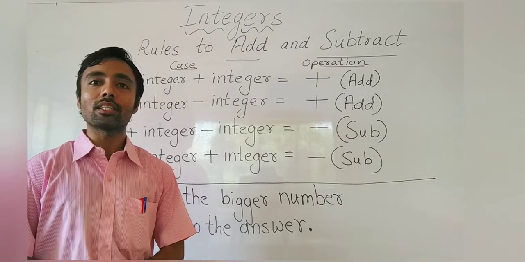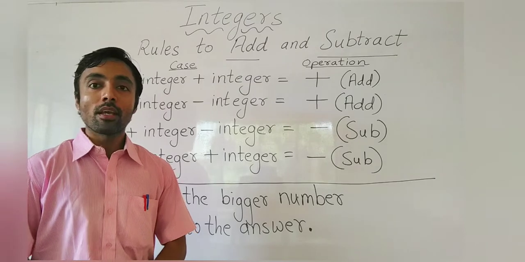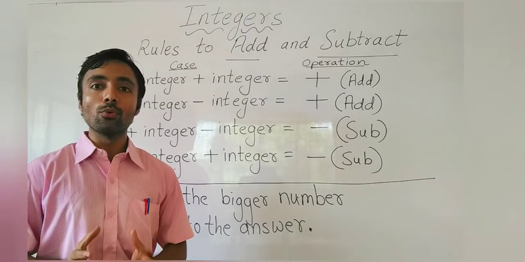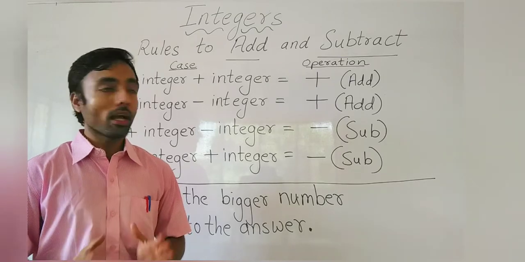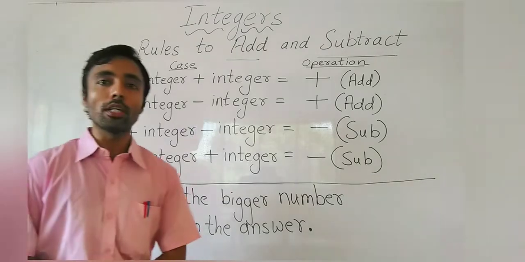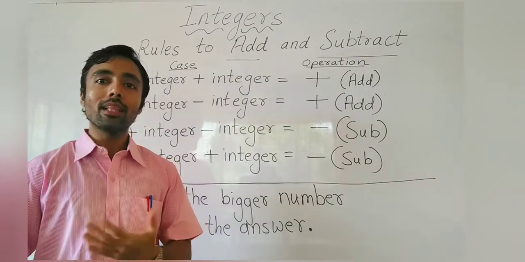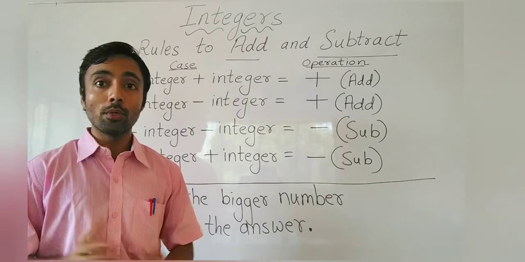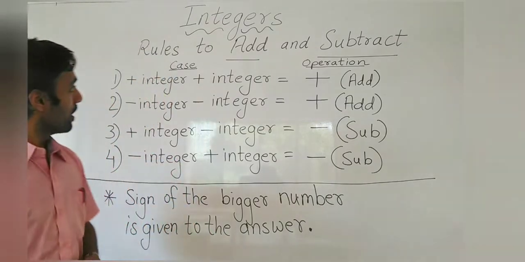Let's move to the addition and subtraction part of integers. Now, for addition and subtraction of integers, there are some basic rules which we need to remember, and there are 4 in total. And this will make the addition and subtraction of integers very simple for you. So which are those 4 basic rules?